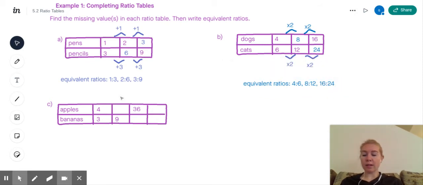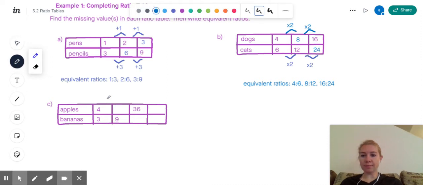Okay, one more. I encourage you to pause the video and see if you can find the pattern for this bottom one. Okay, this time we're comparing apples to bananas. And I'm just going to fill in these little carets here, because we're going to fill in what our pattern is.